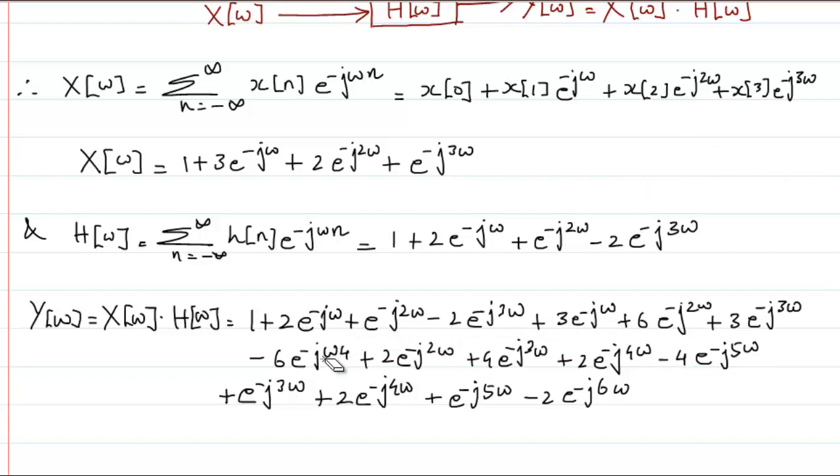Now you can see that there are multiple terms, for example, e raised to power minus j 3 omega is coming here, it is coming here, similarly it is coming here. So I can add all of these e raised to power minus j 3 omega terms, even this one. So you can see this is minus 2 plus 3 which is 1 plus 4 which is 5 plus 1 which is 6. So e raised to power minus j 3 omega has a value of 6 when you add all of them up.